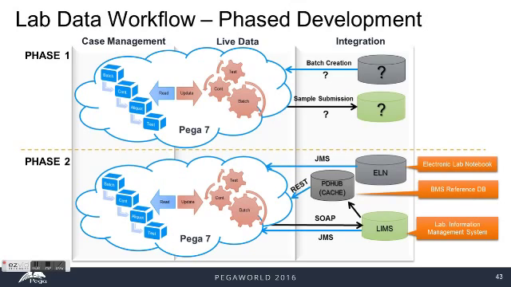In phase two, our focus has switched from working on the case management and the live data side of things to actually doing integrations with these systems. So, for example, right now, we are integrating with a system called ELN, or Electronic Lab Notebook, which is initiating that batch in Pega using JMS messages. Similarly, we are submitting a sample to another system of record called Lab Information Management System, which is responsible for sample processing after submission.